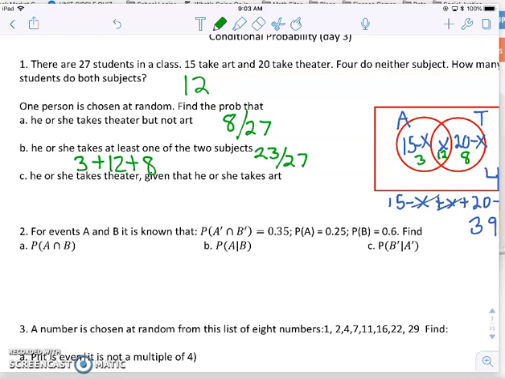He or she takes theater given that he or she takes art. So this is our given. So we're really only looking at that 15, and how many are in theater is 12 out of those 15.